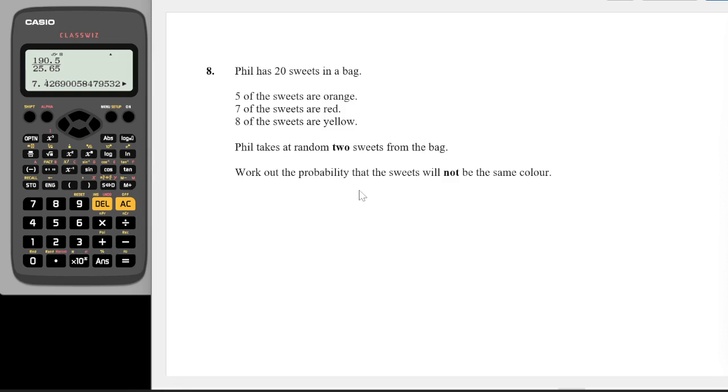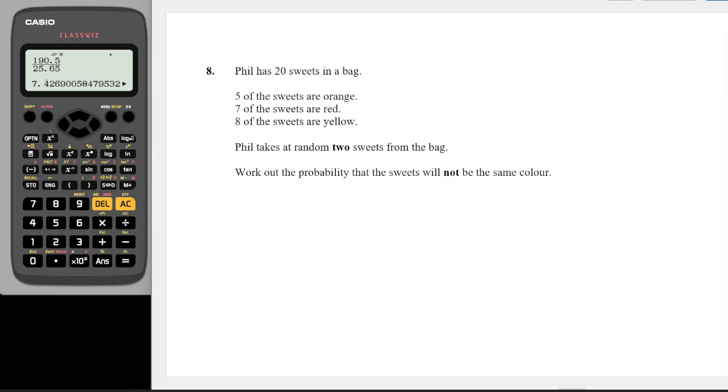There are kind of 3 methods that we could do this. We could work out the probability that he takes an orange and a red, an orange and a yellow, a red and an orange, a red and a yellow, or a yellow and an orange, and a yellow and a red, and add them all together. We could do 1 minus the probability that he takes 2 orange plus 2 red plus 2 yellow.